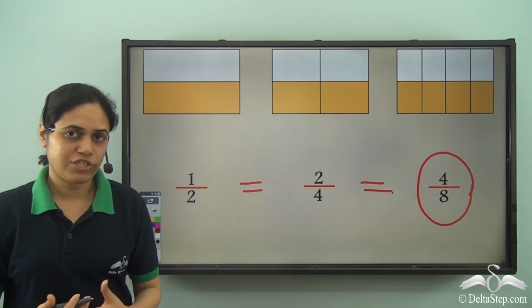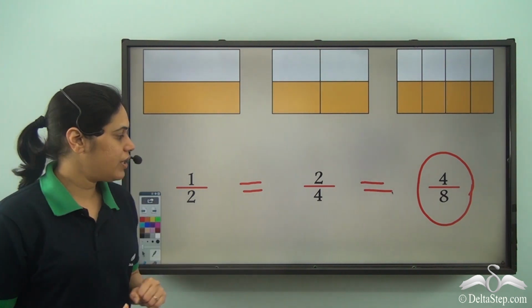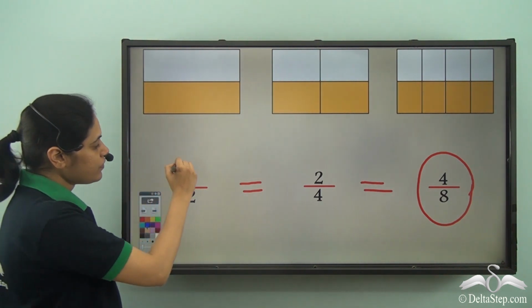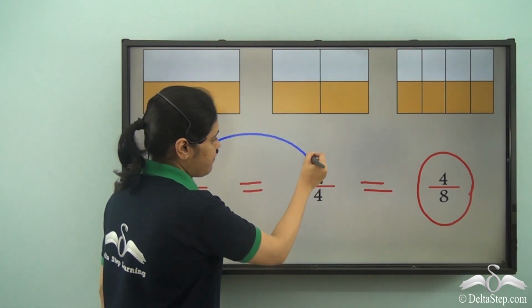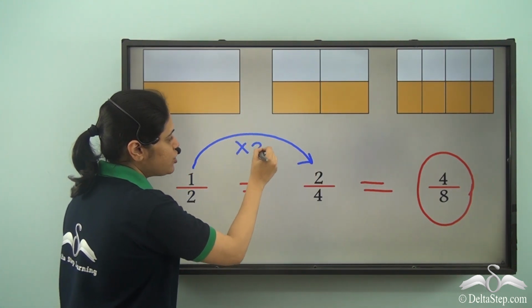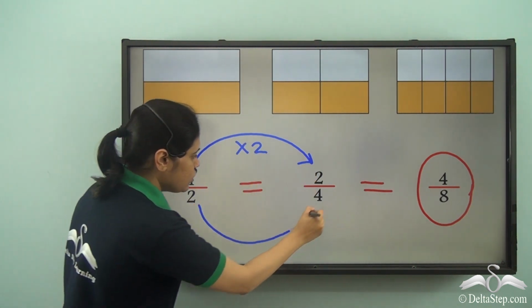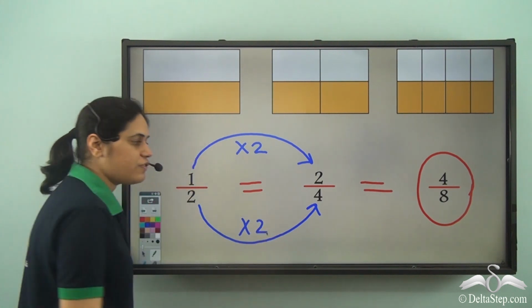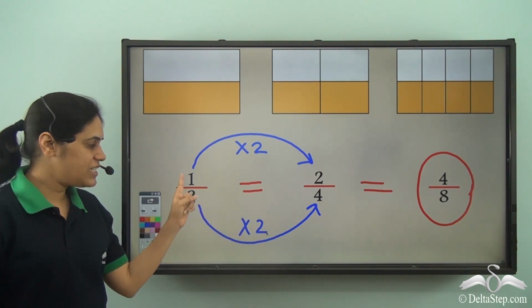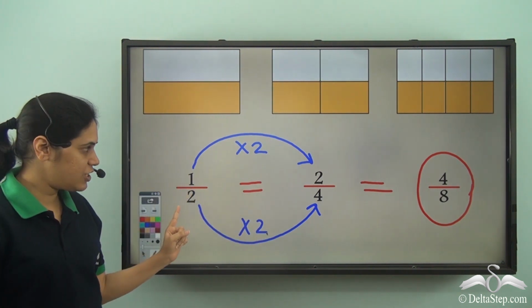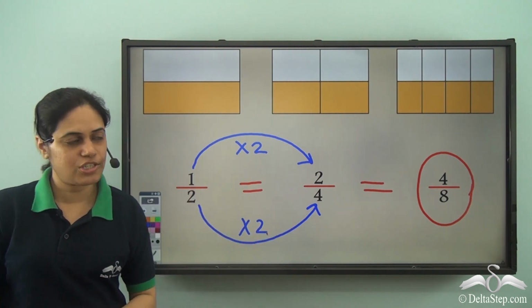Now if I have a fraction, how can I find an equivalent fraction? If you look here, how do I get 2 from 1? If I multiply 1 by 2, I get 2. So 1 into 2 is 2, and 2 into 2 is 4. So I can get an equivalent fraction by multiplying the numerator and denominator by the same number. So into 2, this gives me an equivalent fraction.